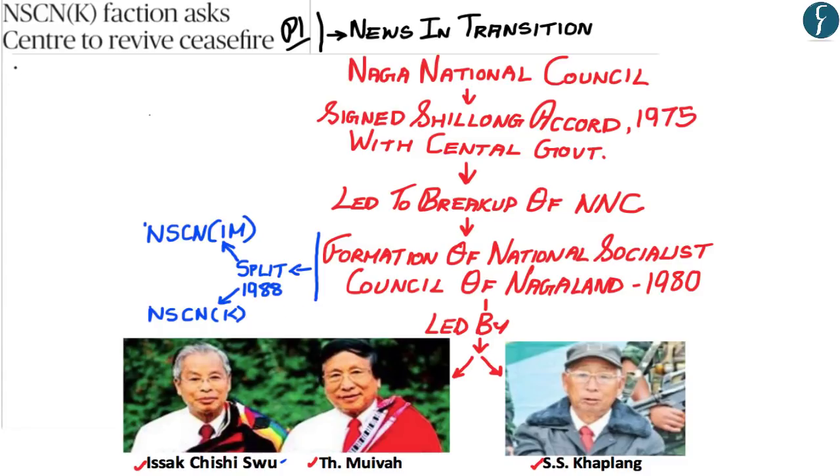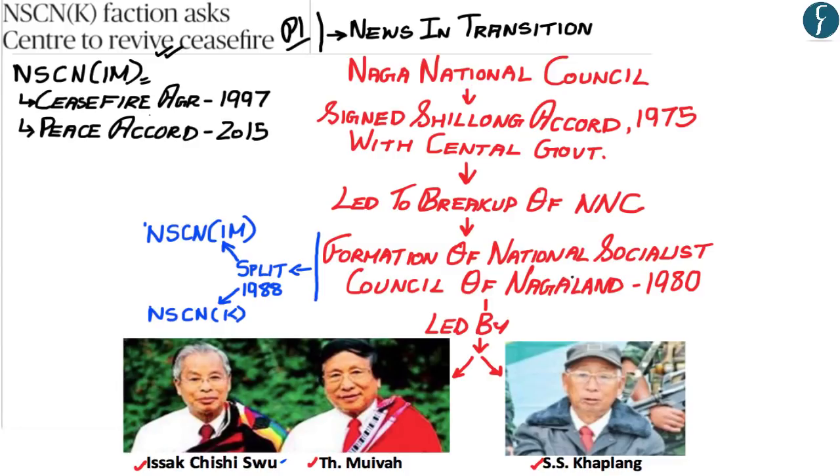Now what had happened in the recent past was that the Government of India and the NSCN IM faction had signed a ceasefire agreement in 1997. And it was with the National Socialist Council of Nagaland IM faction that the Government of India had signed a peace accord in 2015.